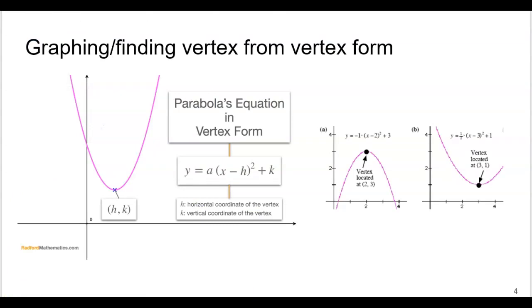Okay, so we're going to go ahead and talk about graphing or finding the vertex from vertex form. So vertex form looks like this. There's h and k. H is the x coordinate of the vertex, and k is the y coordinate of the vertex. So notice how it's minus h. So I have a -2, a -3.